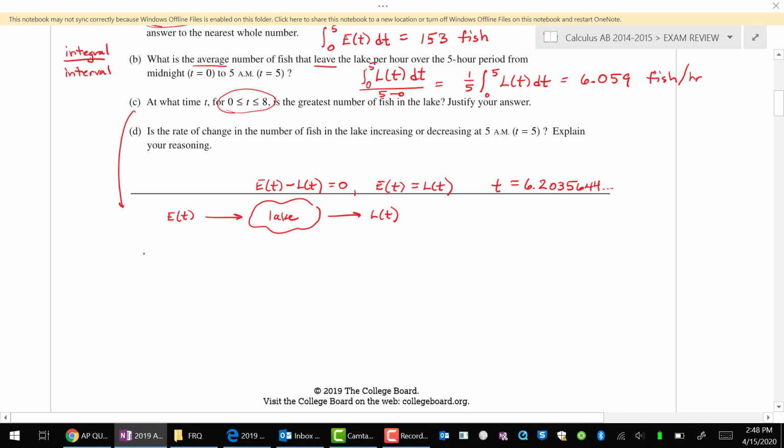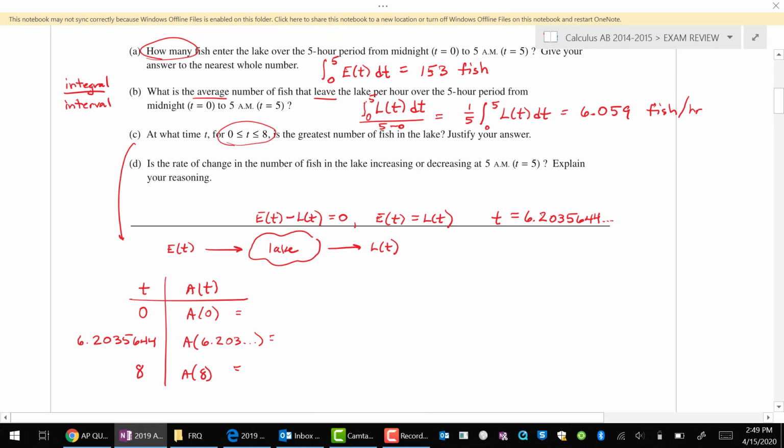So from time t, I'll use capital A to represent the amount of fish in the lake. I have endpoints of 0 and 8, and my one critical point is 6.2035644. So now let's just find the outputs. What's A of 0? What's A of my critical point? And then what is A of 8? The winner will be the maximum.